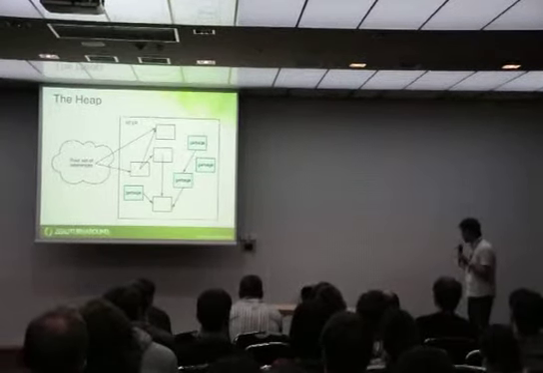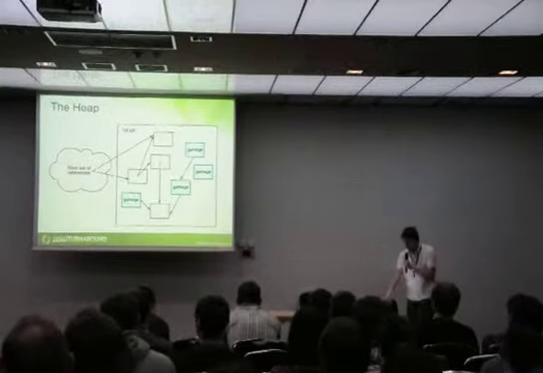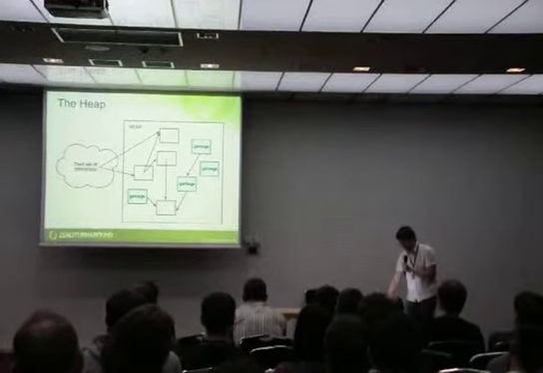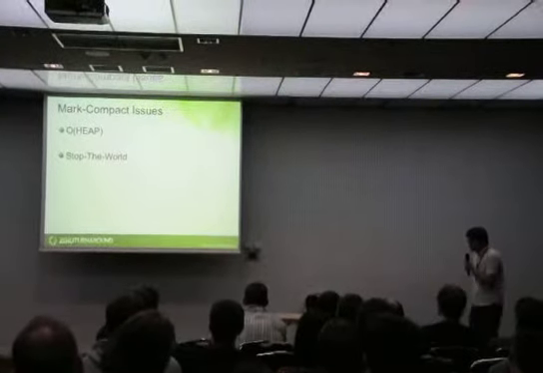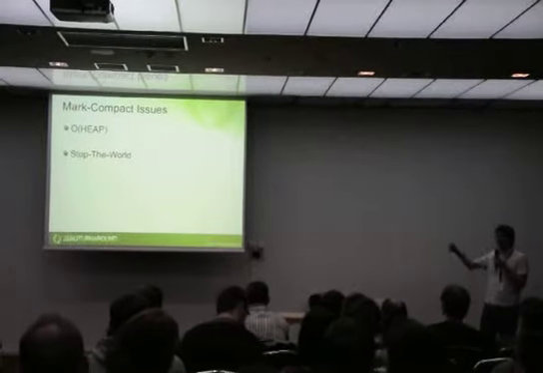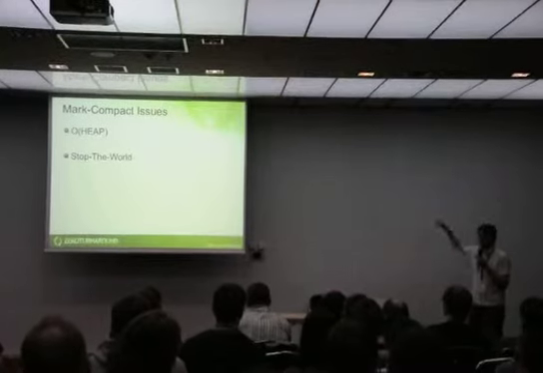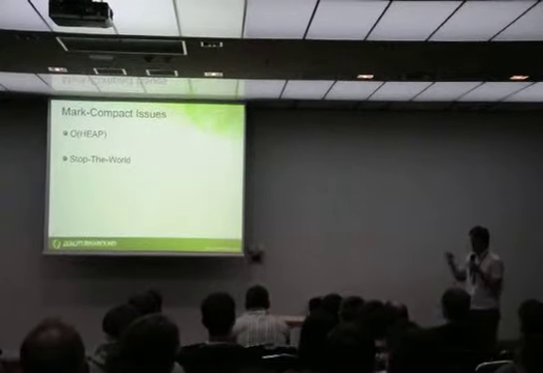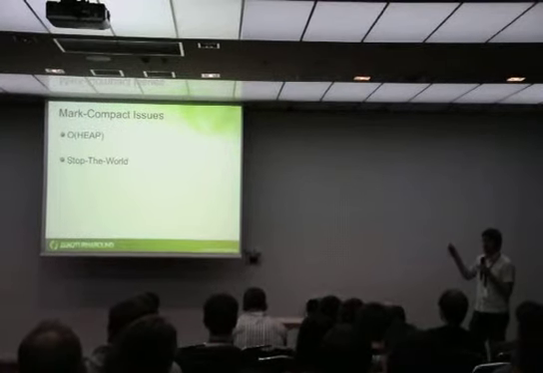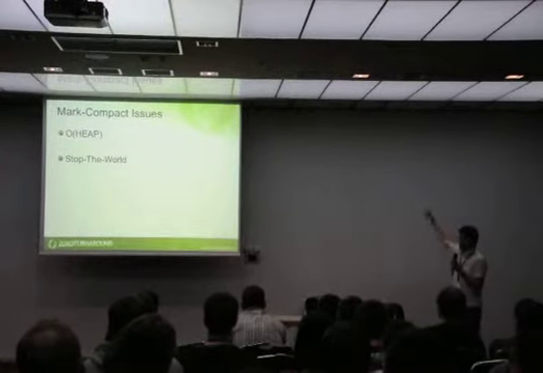So we have three phases, and there are a few problems with those three phases. The main problem is that with mark-compact, because we're doing something on most of the objects of the heap, the running time is proportional to the size of the heap, O of the size of the heap.